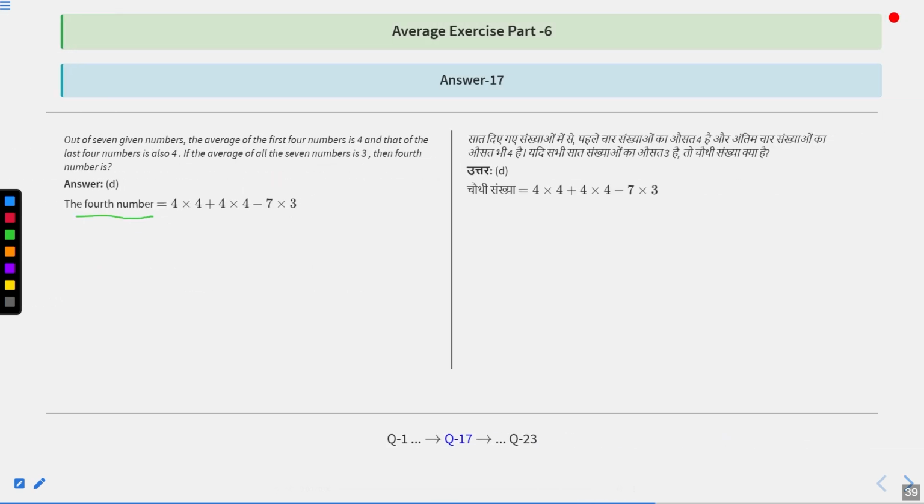We can calculate the fourth number by multiplying 4 for the first 4. So 4 into 4. The last 4 average is 4. So this will become the total. But there is one common number between them and it is given. Then the average of all the 7 numbers is 7 into 3. So when we calculate it, the difference between them is our fourth number. So when we calculate it, we get the number is 11. So the fourth number is 11. D is the correct answer.